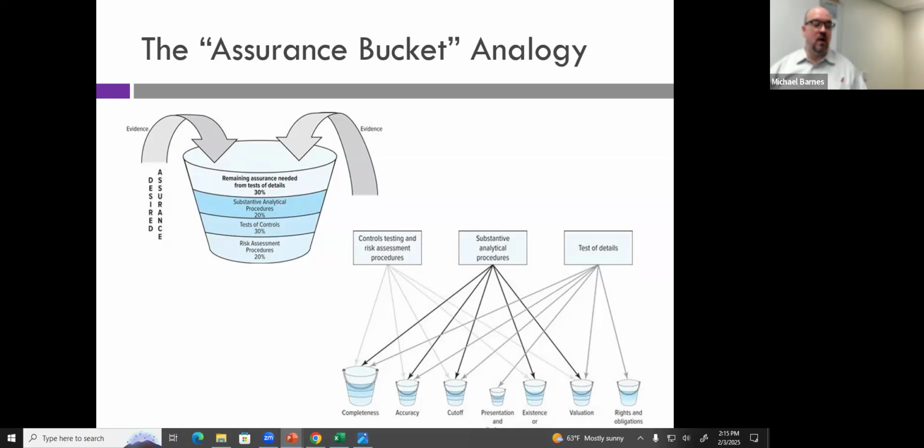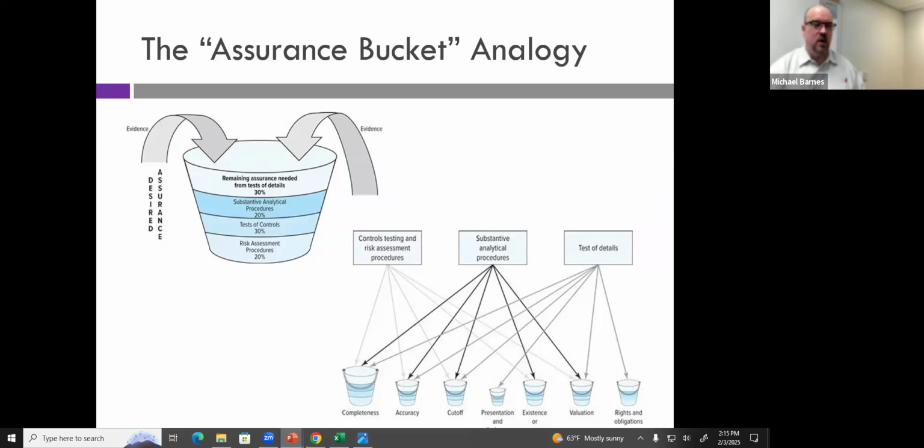Of course, this is relevant according to what area of the audit you're performing the procedures over and what assertions you're trying to test. The idea is that you're trying to fill an imaginary bucket with assurance and get to the top. Once you've reached the top, that's sufficient; you've accomplished your goal. Now, this is an okay analogy. It is not my favorite analogy.